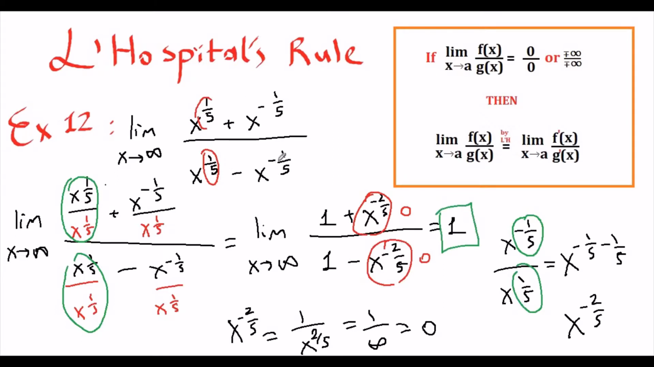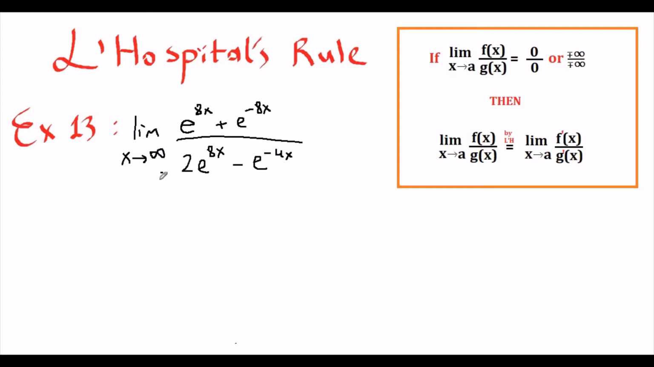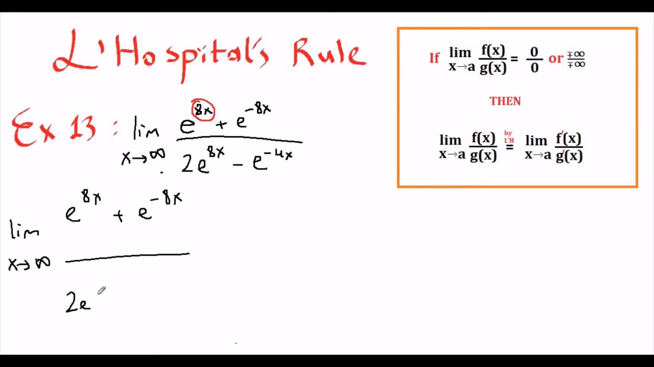So if you have these kinds of fractions, you will start by simplifying, by dividing each term by the dominant term. Example 13. Limit as x is approaching infinity, e to the 8x plus e to the negative 8x all over 2e to the 8x minus e to the negative 4x. We're going to start by simplifying this fraction. So we're going to divide each term by the dominant term. Here our dominant term is the 8x power, because it is the highest among all. So limit as x is approaching infinity, e to the 8x plus e to the negative 8x over 2e to the 8x minus e to the negative 4x. Each term will be divided by e to the 8x.